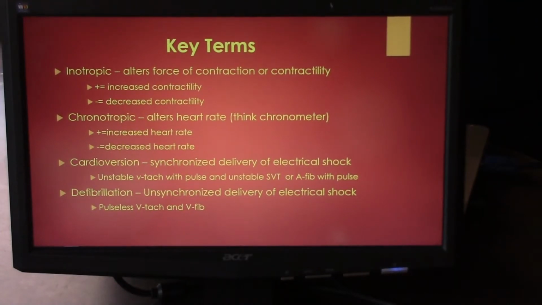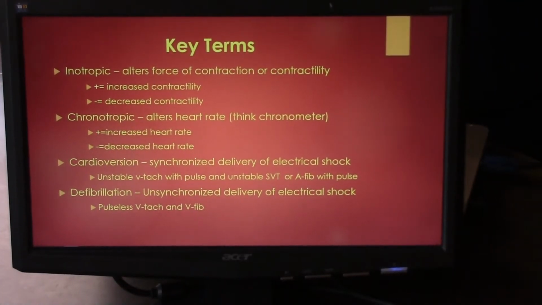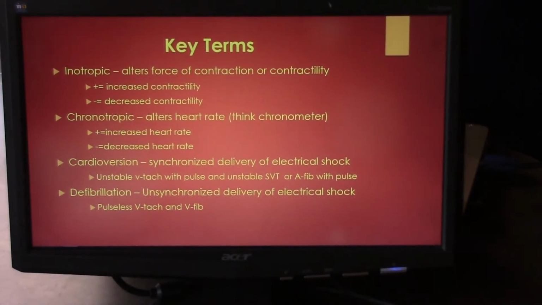For example, inotropic refers to the force of contractility or force of a contraction, and that directly affects stroke volume. So if I administer a drug that increases contractility, I'm giving a positive inotropic drug. For example, epinephrine and dopamine both have positive inotropic properties. If I give a drug that has negative inotropic properties, it's going to decrease the force of a contraction.